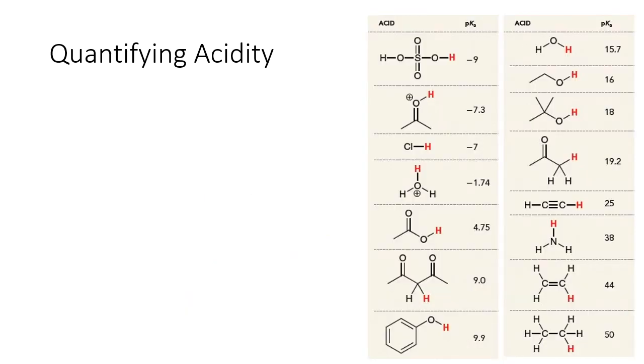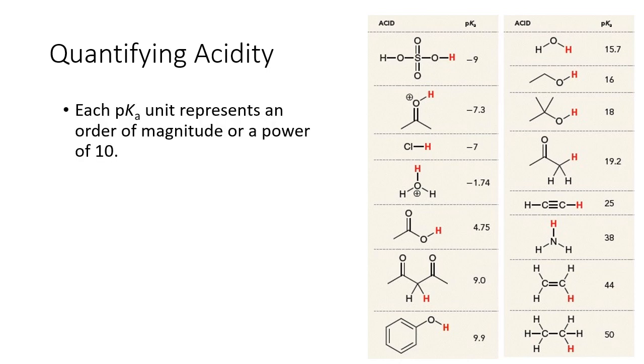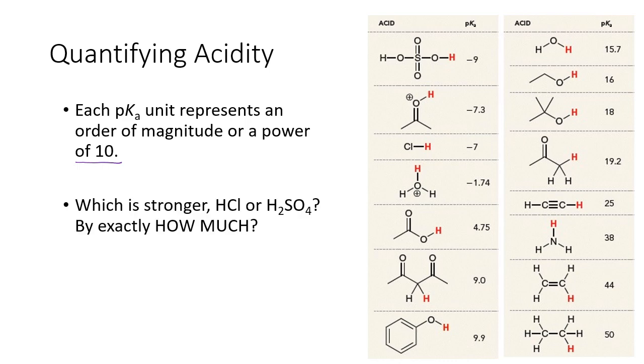On the right, we have a chart of various pKa values for a given hydrogen acting as an acid. So that hydrogen highlighted in red on all of these structures is the hydrogen that would be donated if that molecule is acting as an acid, according to Bronsted-Lowry theory. So each pKa unit that you see represents an order of magnitude or power of 10. So when we want to actually quantitatively talk about how much stronger one acid is than another, we have to think about the difference between those numbers as a given power of 10.